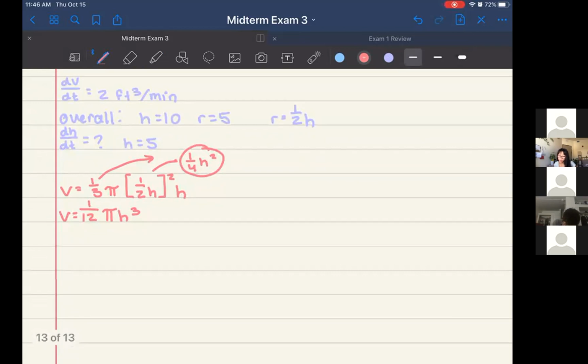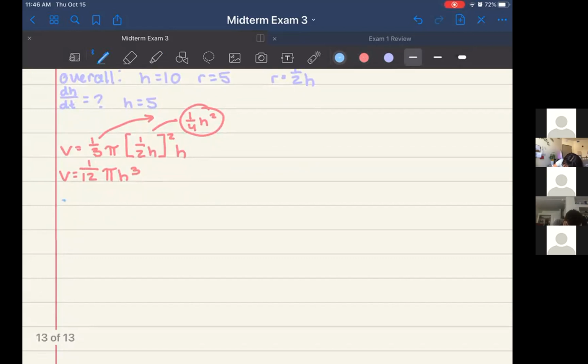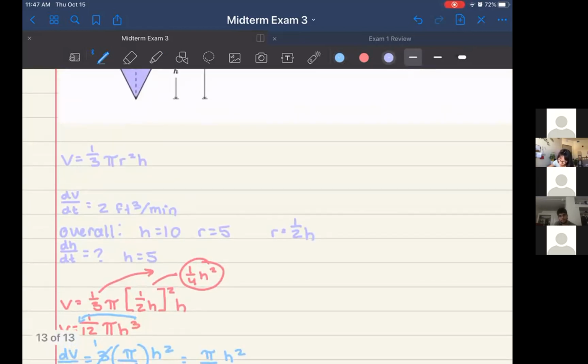And at this point, since we have one variable, we can start deriving it. So dV/dt is equal to, we take the 3 and multiply it over here, 3 times 1/12. You know what, I'm going to do pi over 12, just to simplify it a bit, times h squared. And then simplifying this, we can reduce this to 4. This is equal to pi over 4 h squared. And then plugging in the information that we know from up here.